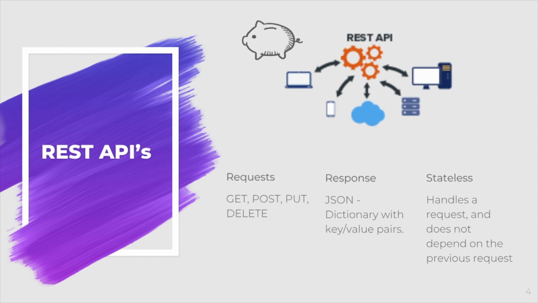So how it comes back: once we've sent our picture or whatever to the API, it's going to give us a response back, and that normally comes back as JSON.